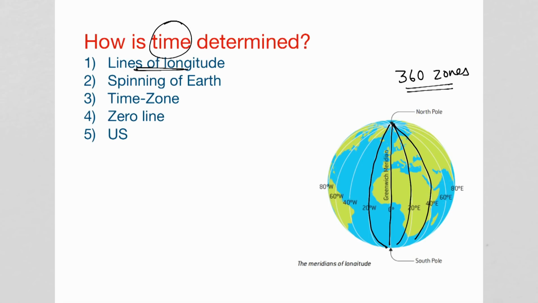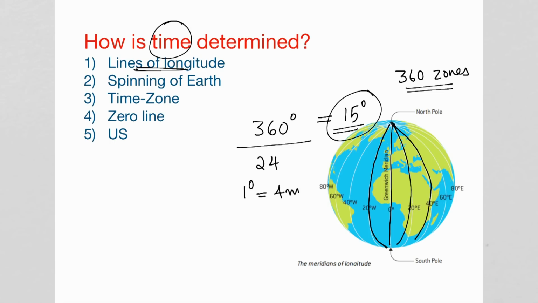If we consider the spinning of the earth, it spins 360 degrees in 24 hours. So in order to complete 360 degrees, the earth takes 24 hours. So a longitudinal distance of 15 degrees means 1 hour. That means a 15 degree difference means 1 hour difference, and 1 degree difference means a difference of 4 minutes. So the time zone followed by any place should relate to its longitudinal distance from any other place. So we will see what the zero line is in this regard.